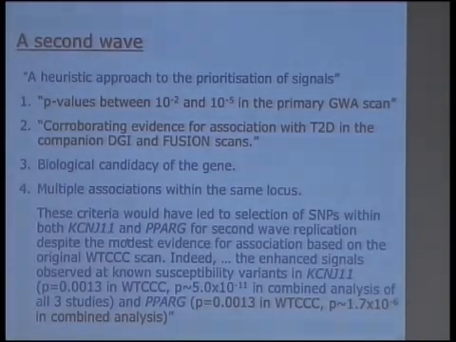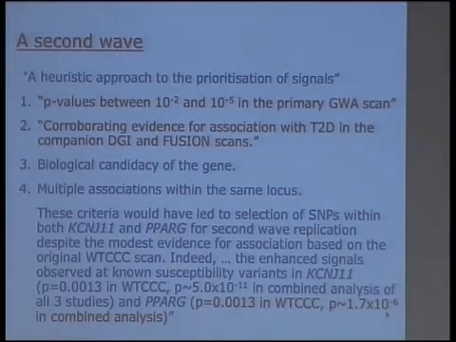And as they report the results of this second part, this criteria would have led to the selection of SNPs within both these two regions for second wave replication, despite the modest evidence for association based on the original scan. Indeed, the enhanced signals observed at known susceptibility variants reach p equals 0.0013 in the original study, which is 10 to the minus 6 in the combined study.